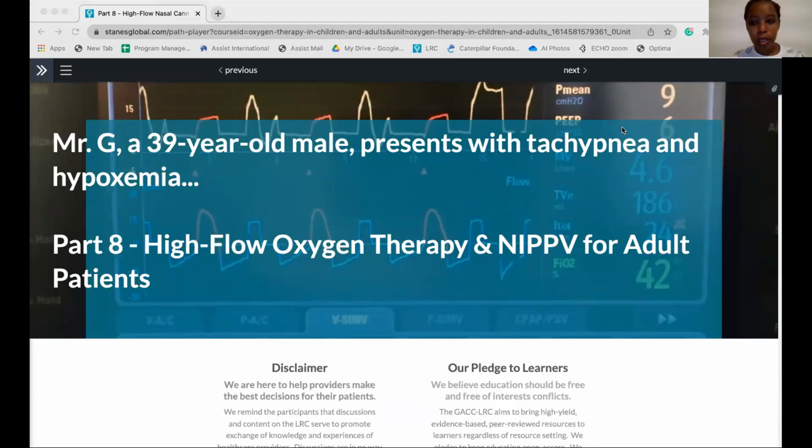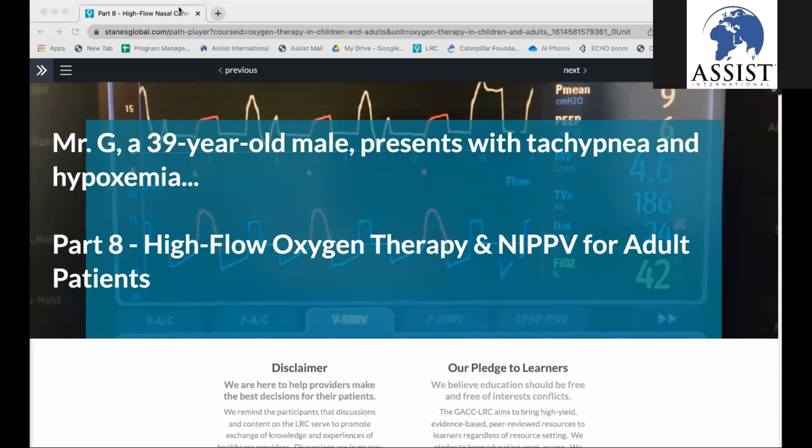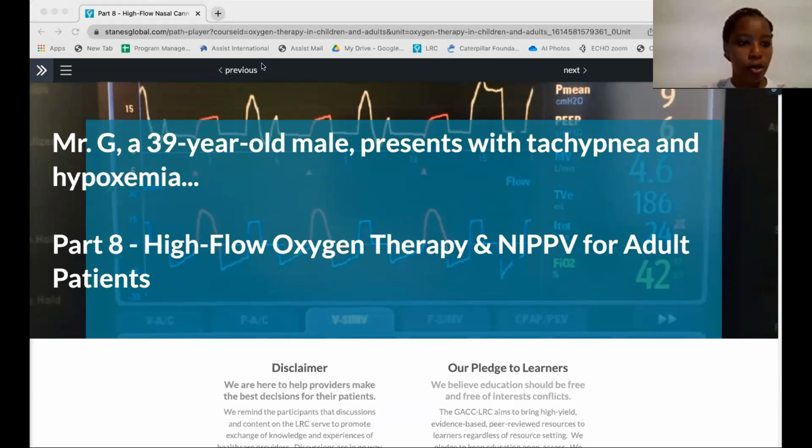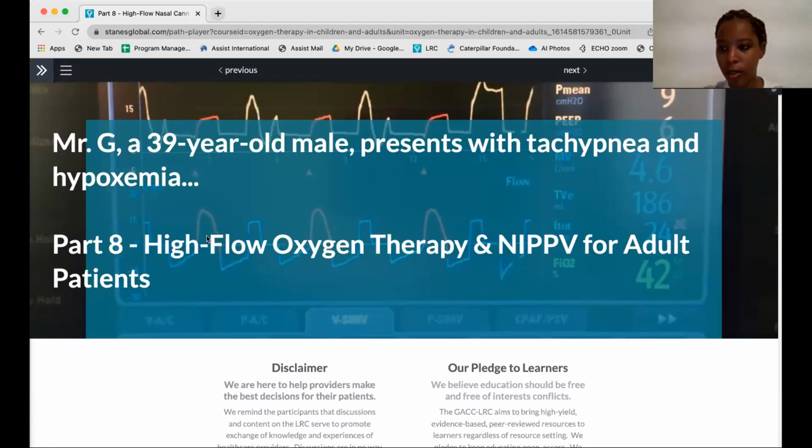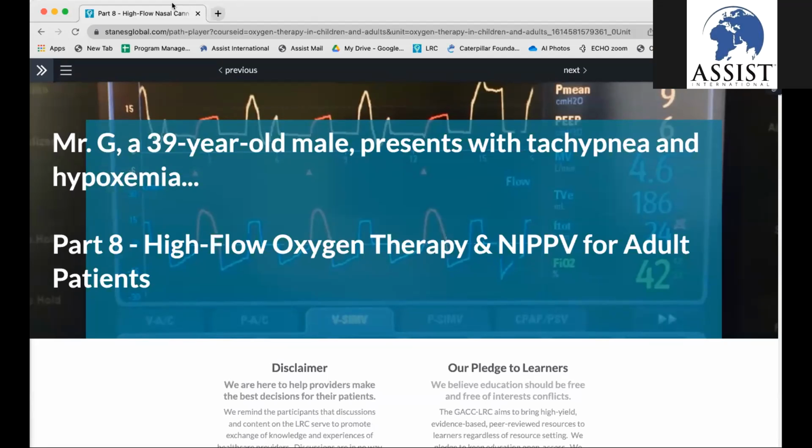Am I audible to everyone? Yes, we can hear you. Okay. So we have our patient, maybe larger. I'm trying to see. Try and enlarge the screen. Is it legible now? Yes, I think so. Okay.